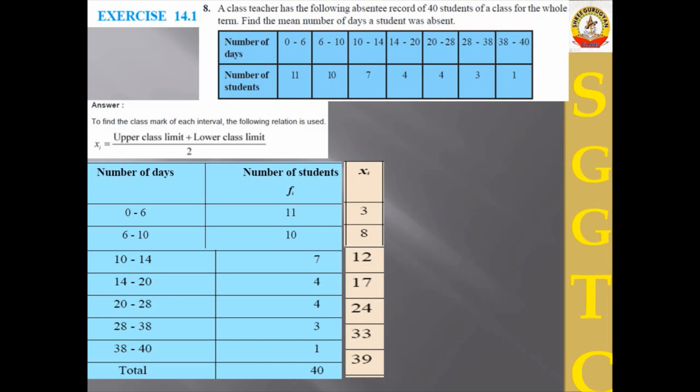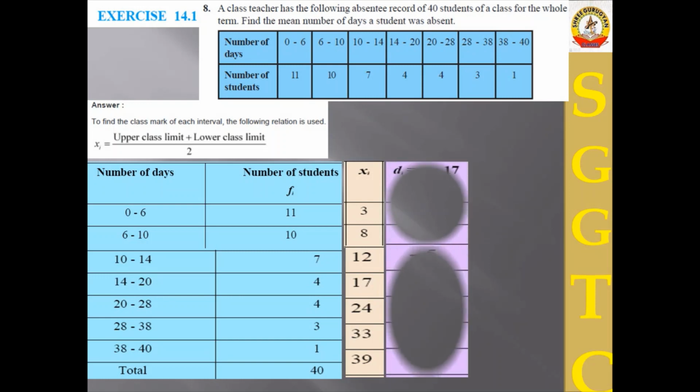Xi means our central value, class mark, that is taking both plus. 0 plus 6 by 2, 3. 6 plus 10 by 2, means 16 by 2, 8. Same as you calculate, 10 plus 14 by 2, 24 by 2 means 12. See, this class is not a continuous data, but you just apply all values one by one. Now I go to next.